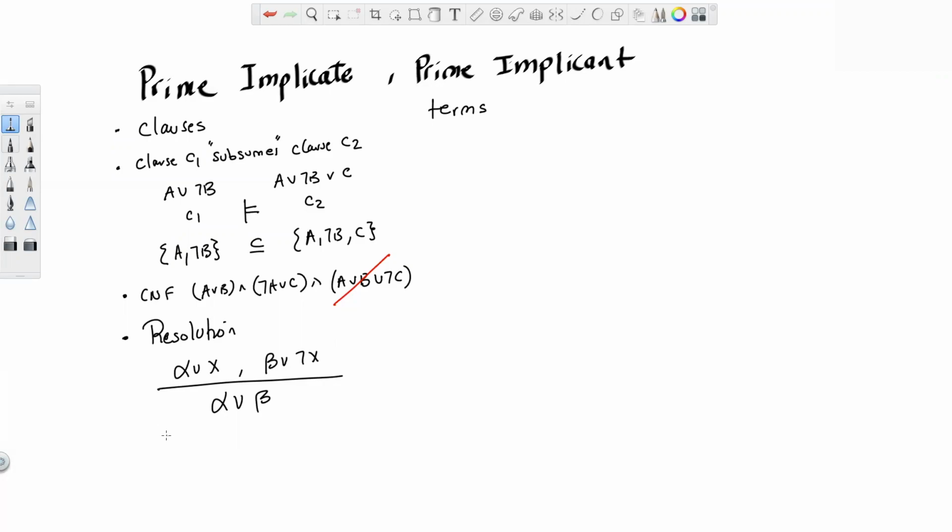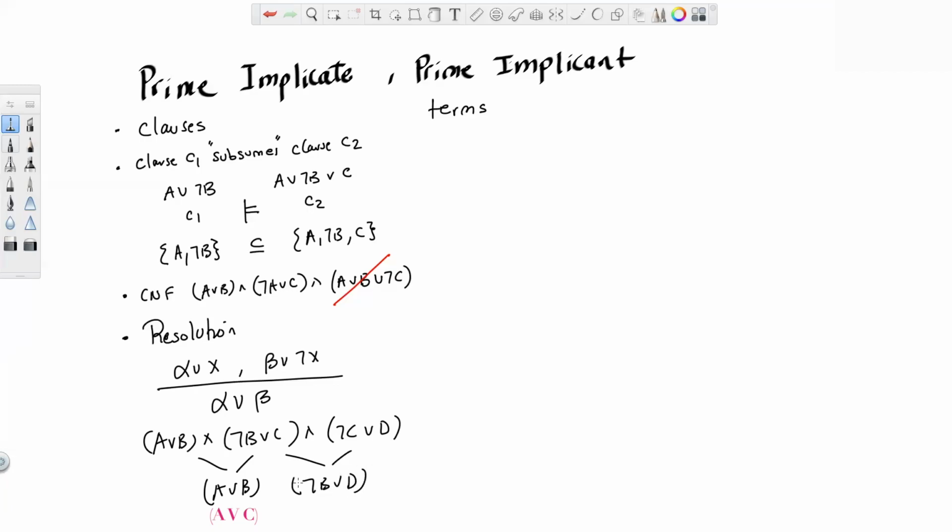And just going with an example here, if we have A or B as one of our clauses, and the other clause is not B or C, and then the third is not C or D, then you can apply resolution in this case, for example, to these two guys, and I will get A or C as an inferred clause. And similarly, you can resolve these two guys and get not B or D. Okay, so this is quite familiar, but the main thing is you really need to be comfortable with this notion of subsumption. We're gonna use it quite a bit later.